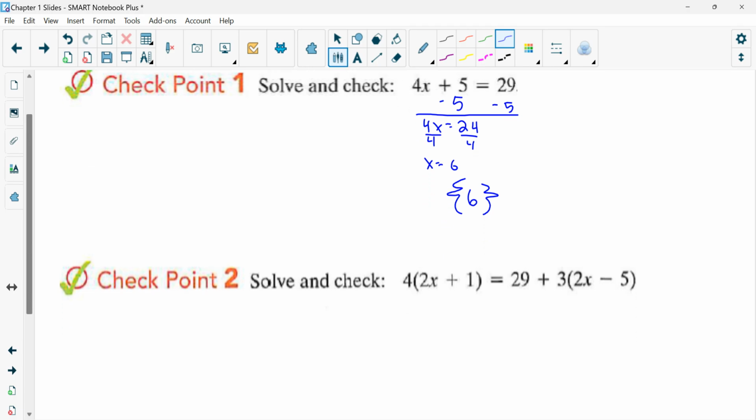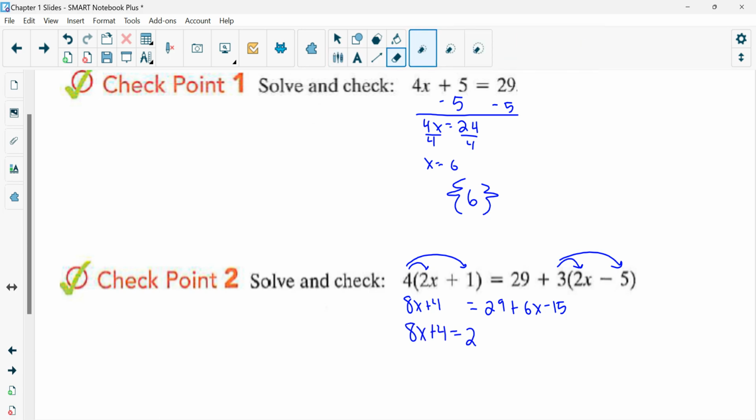All right, for the second one, first thing we have to do here is distribute. So we would get 8x plus 4 equals 29 plus 6x, and then minus 15. We want to then combine our like terms. So 29 minus 15 is 14 plus 6x.